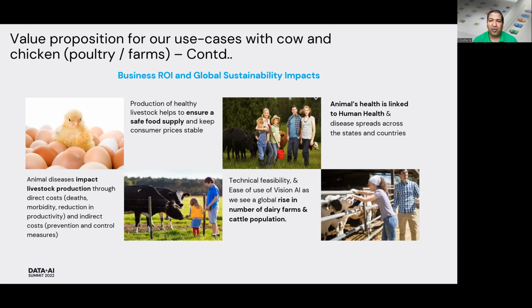There are some more additional points you can see here. I've demonstrated some on production of healthy livestock, others focused on reducing the diseases, others focused on linking it to human health and the spread of disease across farms to people. And then finally, technical feasibility and ease of use of any new technology that we consider for this.